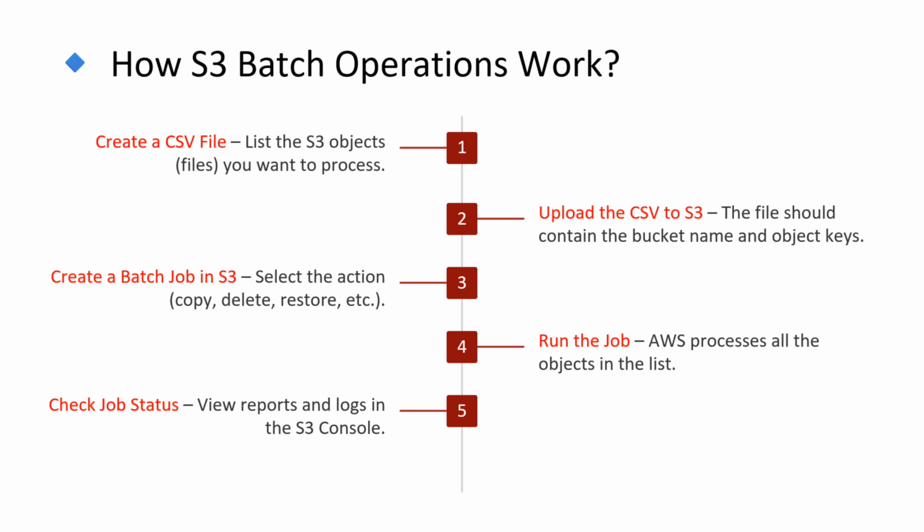How do S3 Batch Operations work? Step 1 is create a CSV file, and it should list the S3 objects you want to process. Step 2 is upload the CSV to S3. The file should contain the bucket name and object keys. Step 3 is create a batch job in S3. Then you have to select the action. Actions can be copy, delete, restore, etc.